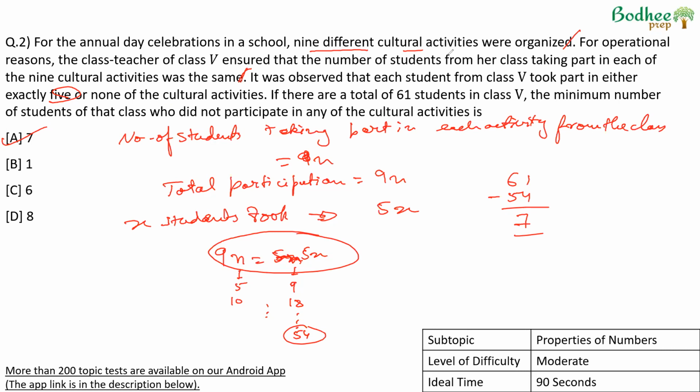X, the number of students participating, has to be a multiple of 9, because in each activity the same number of students are participating. The multiple of 9 less than 61 is 54. So the rest of them are not participating in any activity.